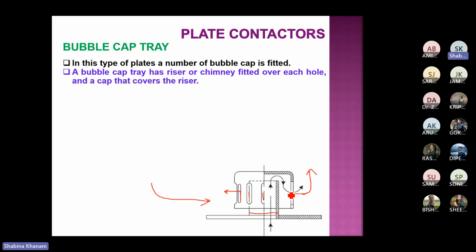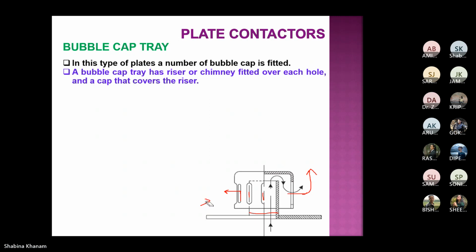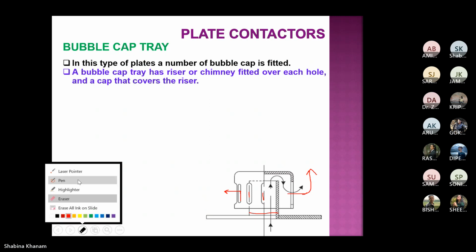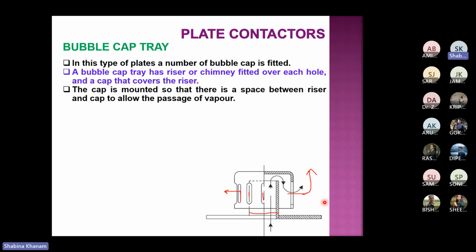And each cap has certain holes. Through these holes, when vapor is moving, it converts into small bubbles, and those bubbles interact with the liquid which is available over this tray. I hope you are getting my point. So in this way you can understand the mechanism of this bubble cap tray.